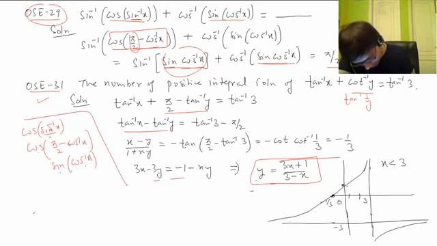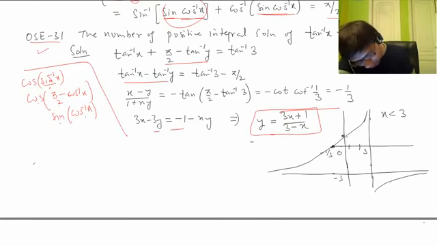Now we have to find positive integral solutions of this. It means x is positive, y is positive, right? Positive values of x and y that will satisfy this. Now one option is, if you're good at making graphs, quickly you can draw the graph of this. Then it's very obvious. This is the x axis, this is the y axis.